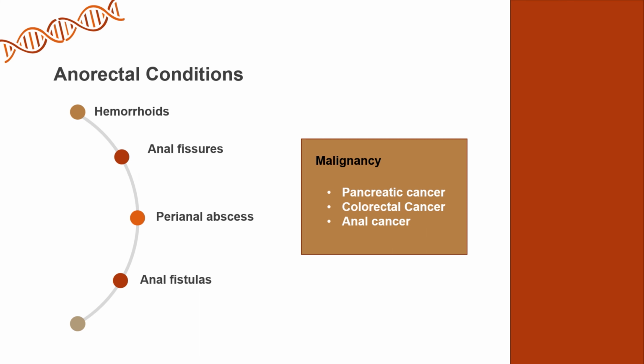So other conditions that we'll be covering include anorectal conditions, such as hemorrhoids, anal fissures, perianal abscesses, and anal fistulas. We will also be covering the following malignancies: pancreatic cancer, colorectal cancer, and anal cancer. Now, if there are other conditions that you would like to be covered in the series, then drop a comment below and we will try and make sure that it's covered.